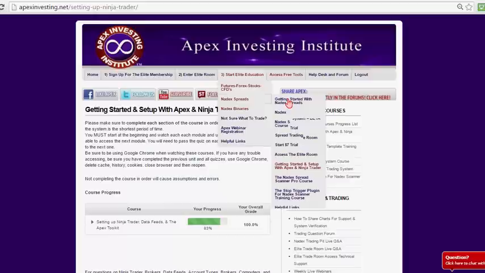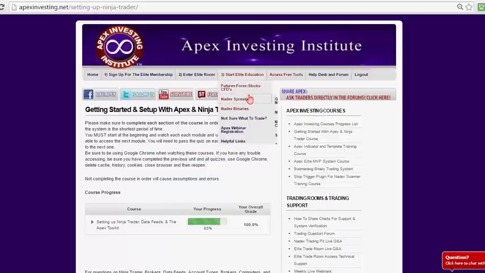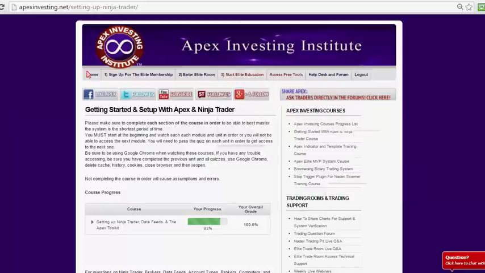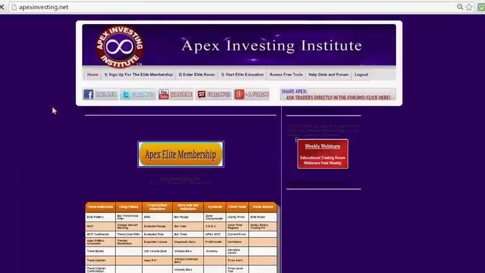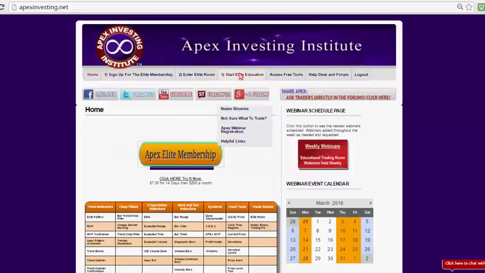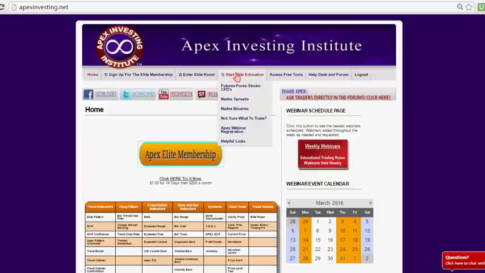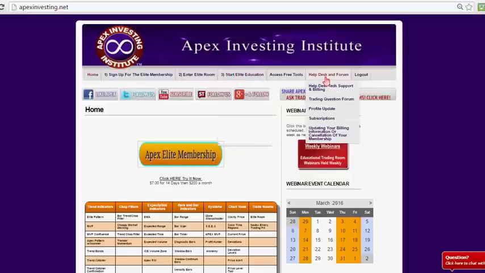You can learn about Nadex Spreads. Again, go right here, Nadex Spreads. Strategy systems, ultimate hedge strategy, to check out the ultimate hedge system. Okay. Also, once you're on our site there, a lot of information on our site, don't get overwhelmed by it, but all right here under the education tab, tons of free information there for you. You can check out a bunch of different step-by-step training courses. You can also go right here to Help Desk and Forum.